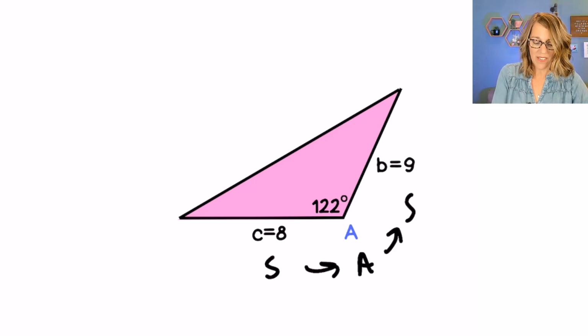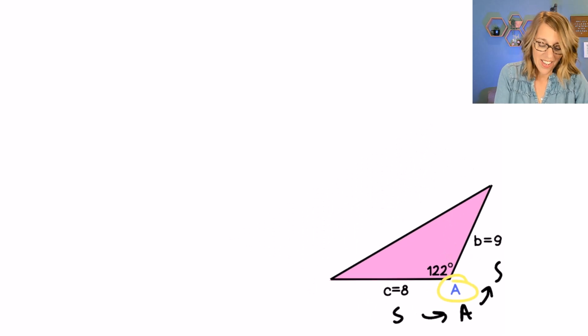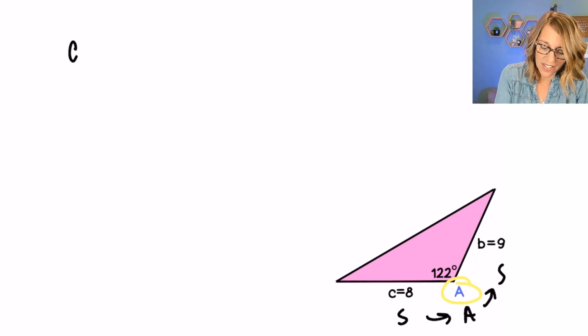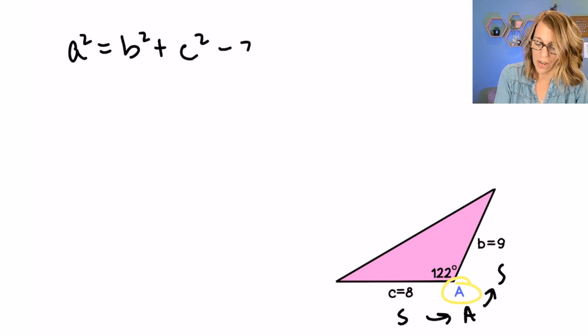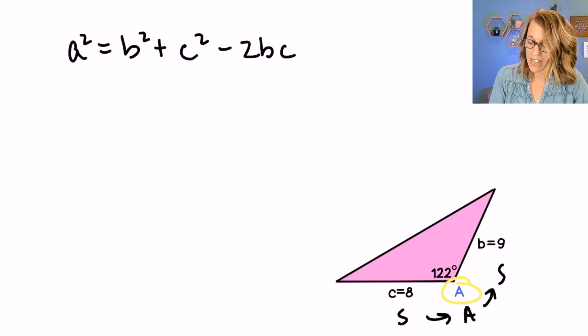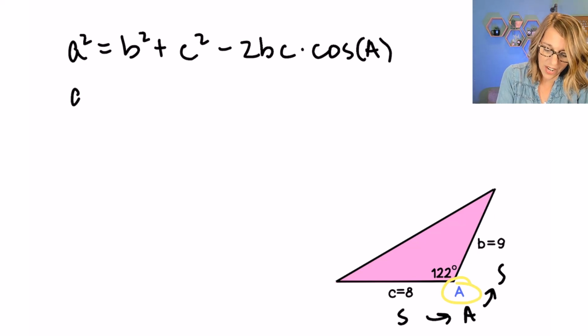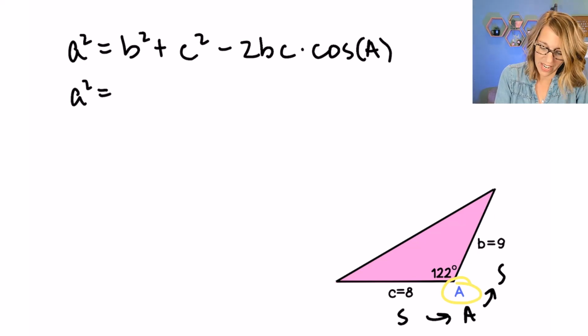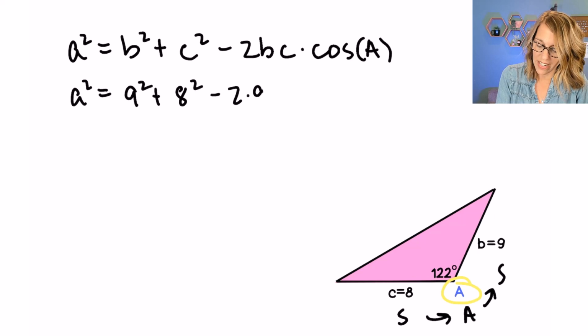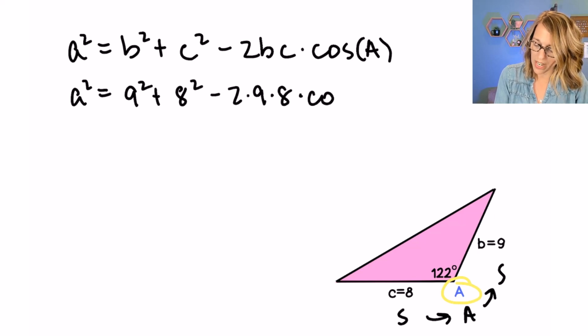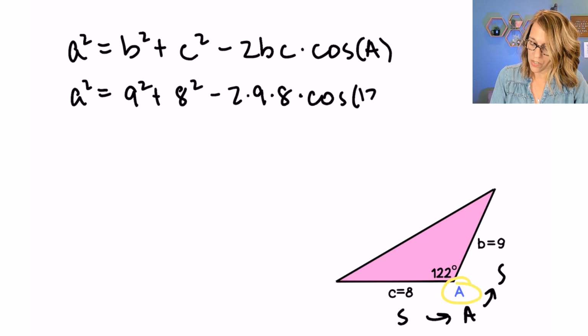I need the formula that involves angle measure A. So that formula is A squared is equal to B squared plus C squared minus 2 times those last two letters, so B times C, times the cosine of angle A. Let's go ahead and plug in what we know. The only thing we don't know in this formula actually is side A. So I've got A squared is equal to B squared. That's going to be 9 squared plus 8 squared minus 2 times 9 times 8 times the cosine of angle A, which is 122 degrees.